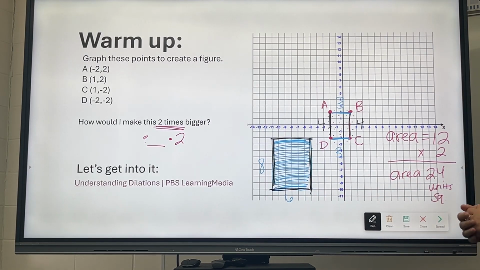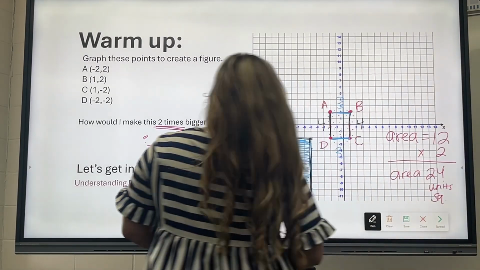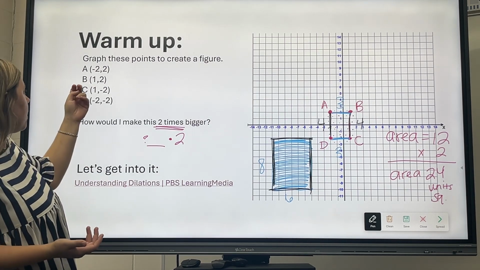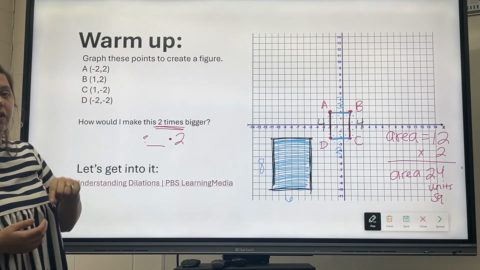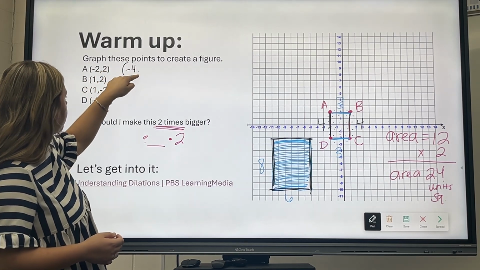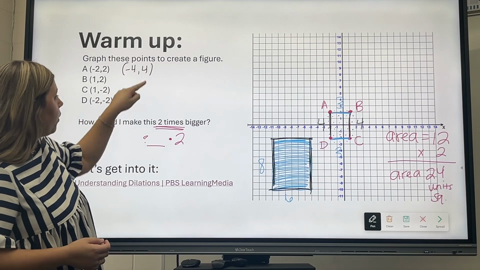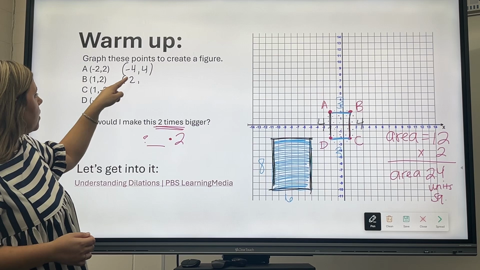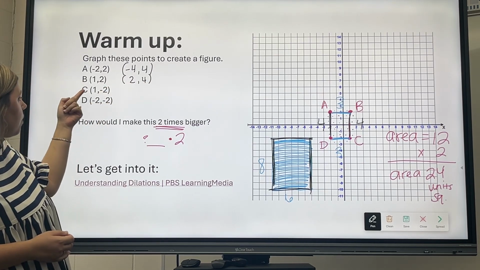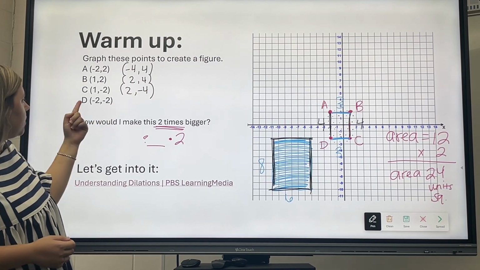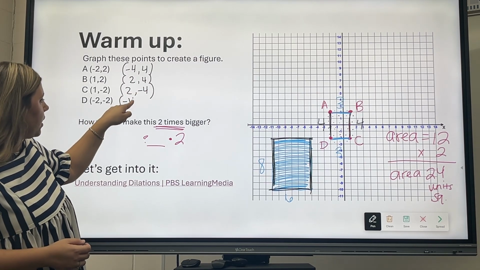Now the other idea is, what if I took these ordered pairs that I have, and multiplied them by 2? Well, let's see what happens. I'm going to take -2 and 2 and multiply them by 2. -2 times 2 is -4. 2 times 2 is 4. The next one, 1 times 2 is 2, and 2 times 2 is 4. 1 times 2 is 2. -2 times 2 is -4. -2 and -2 times 2 are both -4.